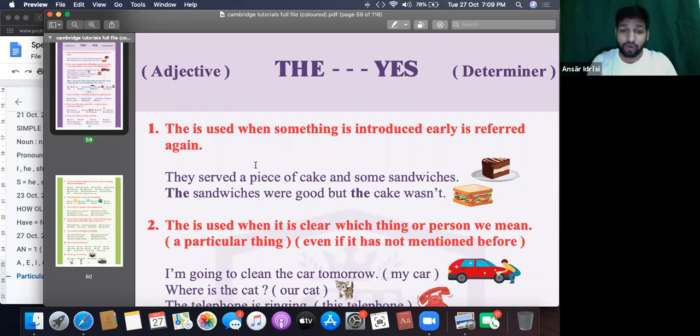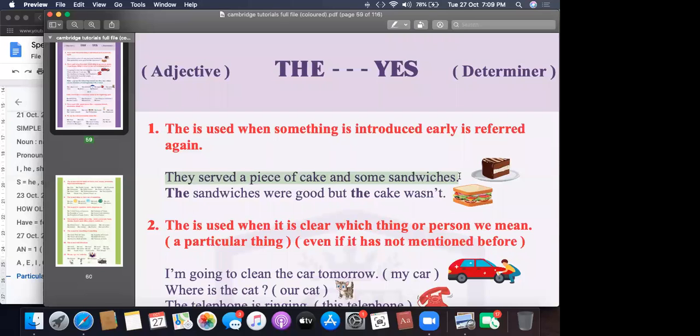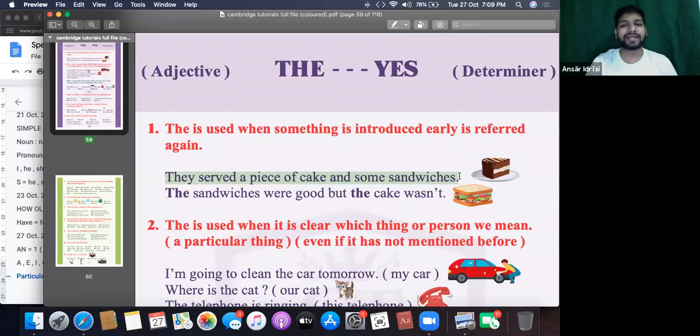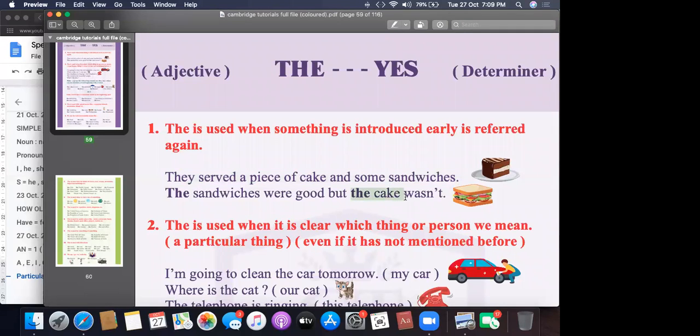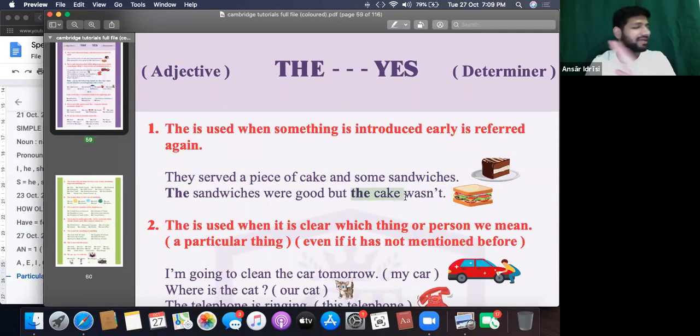और उसने पहले उसको इंट्रोड्यूस किया. देखो यहाँ पर किया कि नहीं उसने इंट्रोड्यूस? They served a piece of cake and some sandwiches. अब वो केक और वो सैंडविच के बारे में वापस बात कर रहा है, तो वहां पर क्या लगाएगा? The sandwiches were good, but the cake wasn't. वो वाले सैंडविच अच्छे थे, और वो केक अच्छा नहीं था. So when you are introducing something and you are referring to that thing again, we can use the. हम लोग वहां पे the use कर सकते हैं.